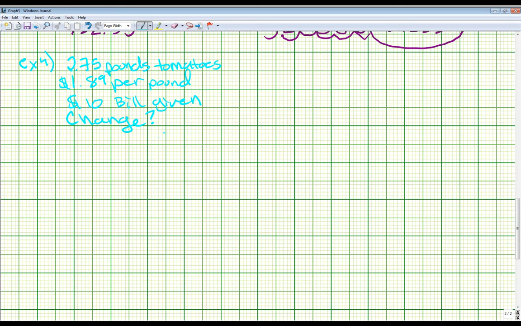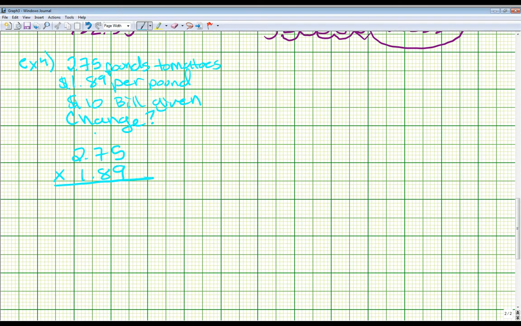This is going to be a couple of steps as well as the last problem was. So our first step is going to be taking our 2.75 pounds of tomatoes and multiplying it by 1.89 per pound. So 2.75 is larger than 1.89, so 2.75 is going to go on the top. So when we do this multiplication, we have, this is a 9. Make that a little bit more clear.